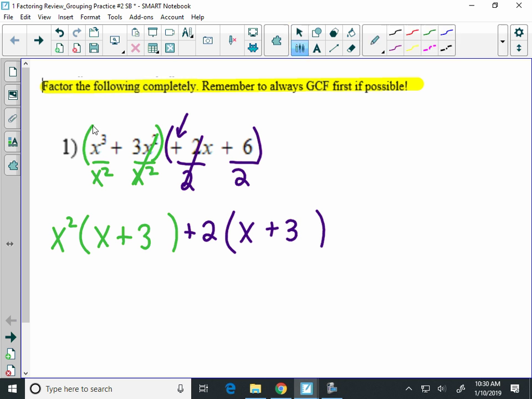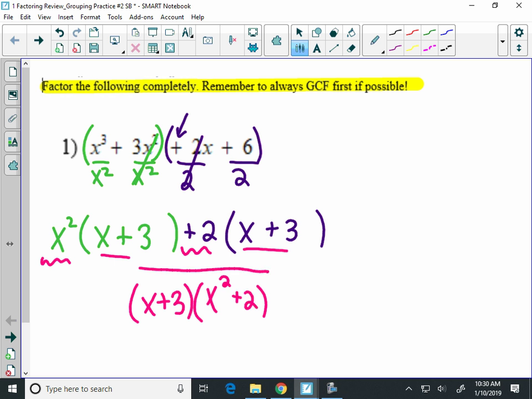All right, the good thing that happens here: the parentheses are the same. That is one factor. And then the GCFs from out in front become the other factor. So that is your final answer.